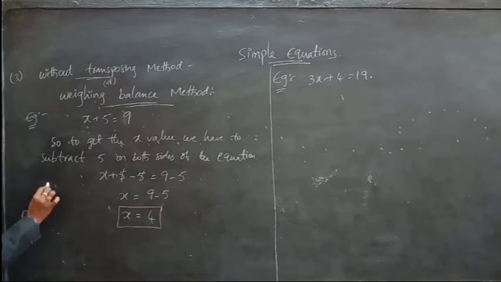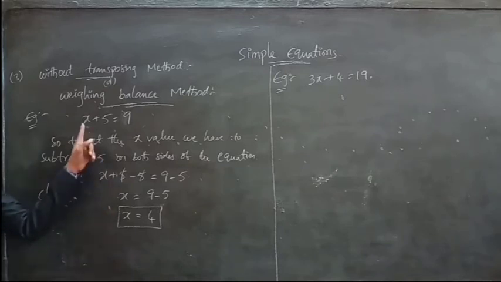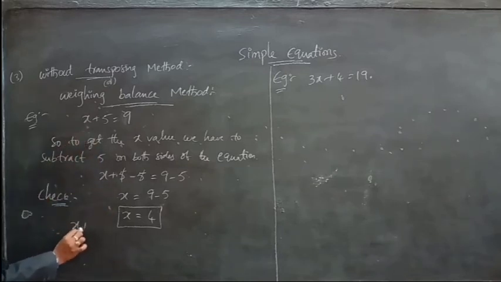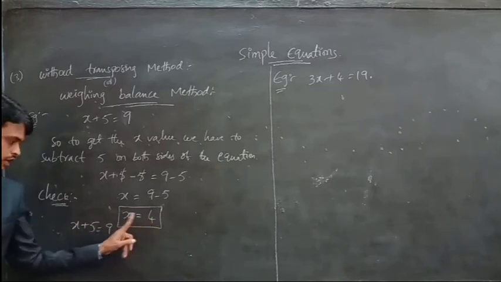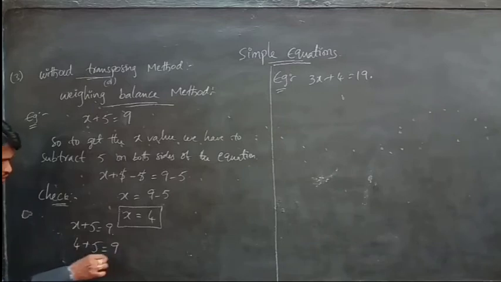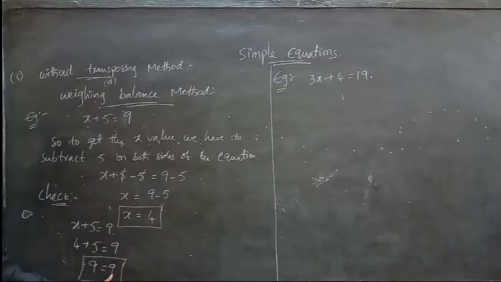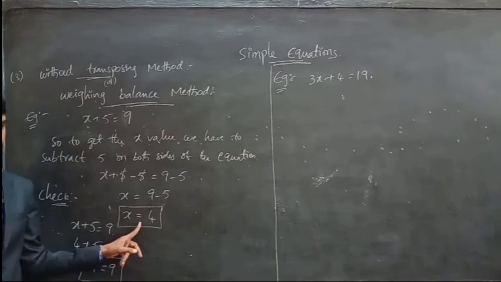Now check. You have to check the result. So write this equation: x plus 5 is equals to 9. So x value we got 4. So in the place of x we have to substitute the 4 value. So 4 plus 5 is equals to 9. 4 plus 5 is what? 9 is equals to 9. Then LHS is equals to RHS. Then this x value 4 is correct.